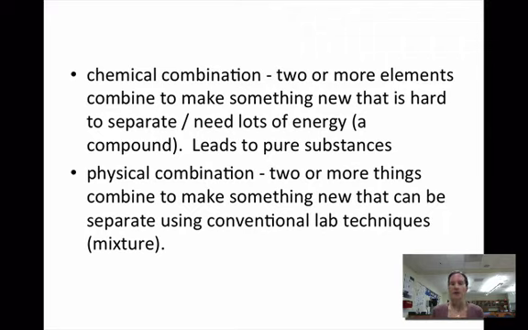The other thing that two elements can do is they can come together with a physical combination. And that's when two or more things come together to make something new, but you can separate them pretty easily. They don't actually chemically bond with one another. They keep their own inherent properties separate from one another. And the term that we use for physical combination is a mixture. Whenever we mix something together, but the two things don't chemically come together, it's considered a mixture. So the way we make life more complicated than just the elements is whether those elements are chemically combined or physically combined.